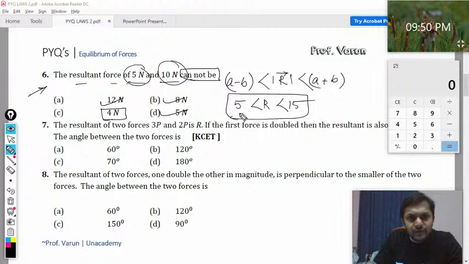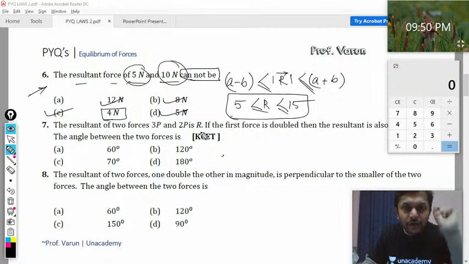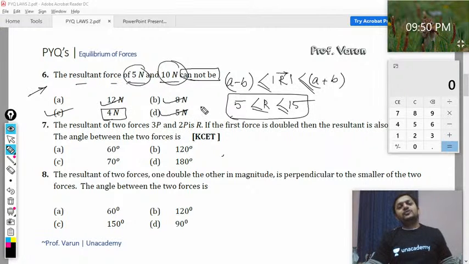But 5 Newton, 4 Newton cannot be. So C will be the answer, that the resultant of 5 and 10 cannot be 4 Newton. Is that clear, my dear students?